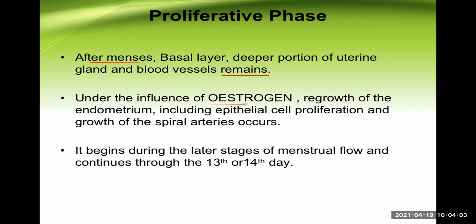Under the influence of estrogen, regrowth of the endometrium occurs, and regrowth of the spiral arteries also occurs. It begins during the later stages of the menstrual flow and continues through the 13th or 14th day, till ovulation occurs. During that time, the proliferative phase will continue. Let me remind again, it may be variable. If the cycle is quite regular, we know exactly what the length of the proliferative phase is. Otherwise, it is a variable one, whereas the secretory phase is a constant one.